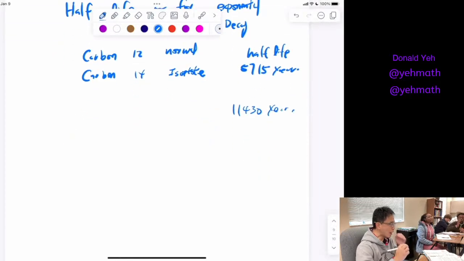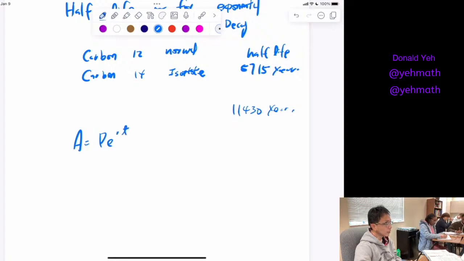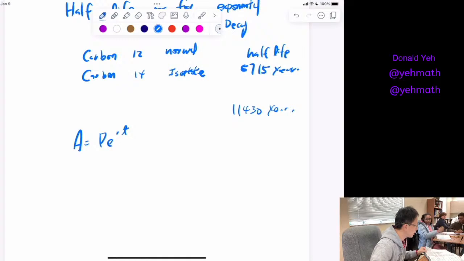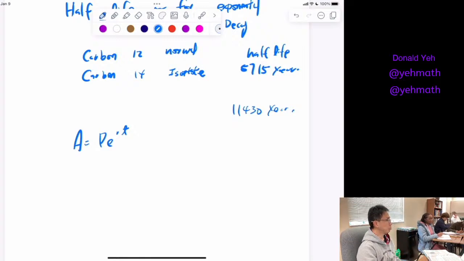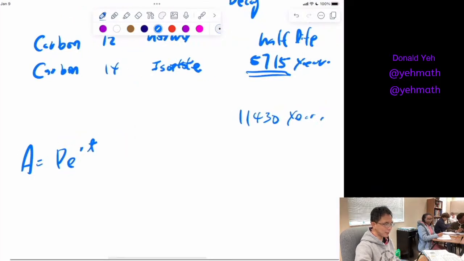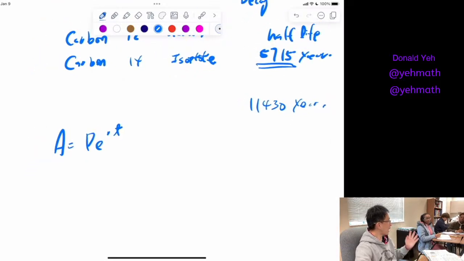Okay, so how do you do this? So usually A equals Pe^(rt). And if they told you a half-life, let me give you some other one. I can give you a different half-life. Every isotope has a different half-life. So I only need to give you 5,715 years to help you find the constant. So what does that mean? And I don't even have to give you a starting amount. You can assume your own amount.